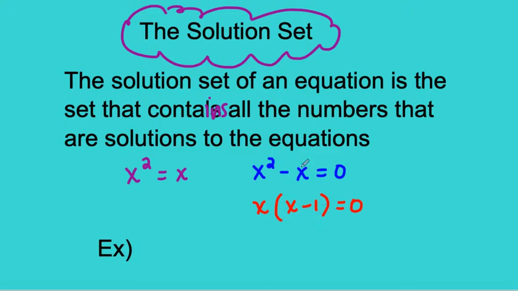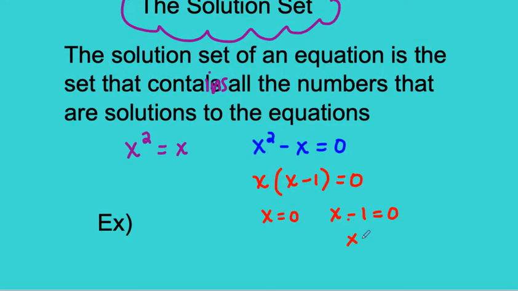Now we'd use the zero product property to set each factor equal to 0. By doing that, we get our solutions of 0 and 1. To write that as a solution set, we would write our braces {0, 1}.